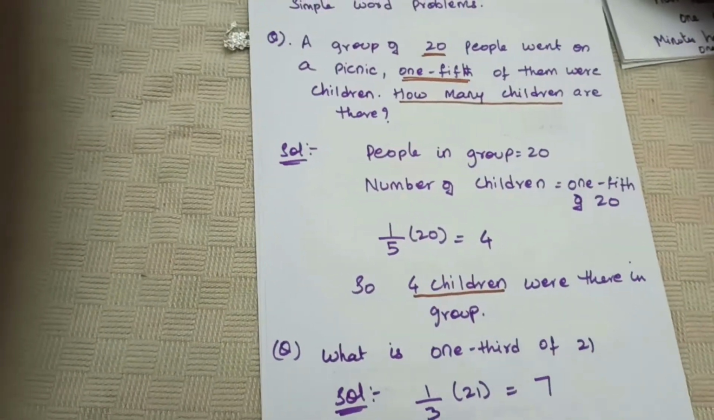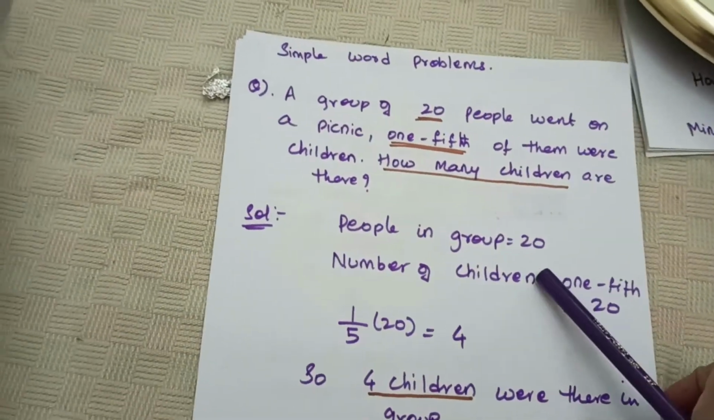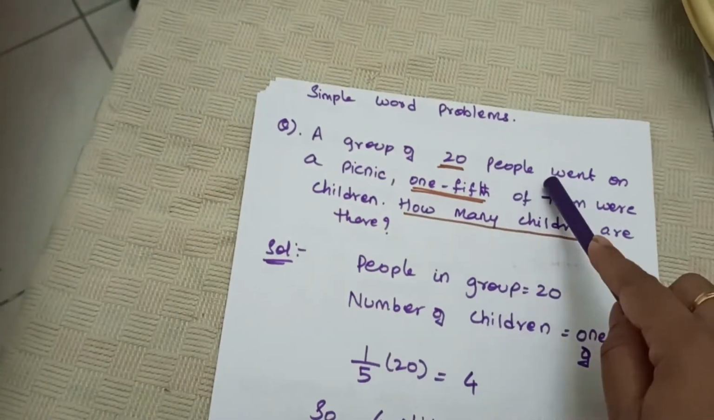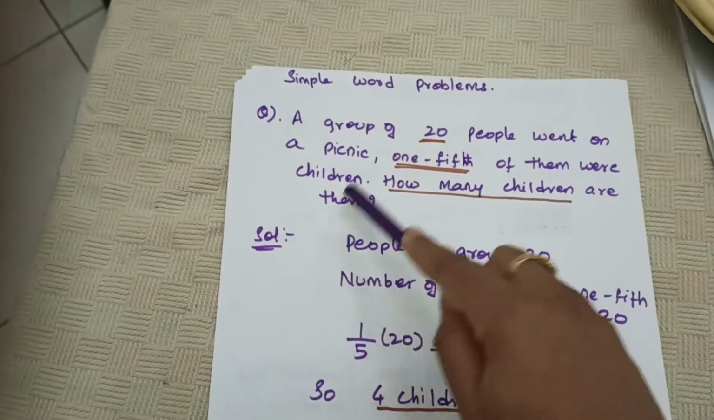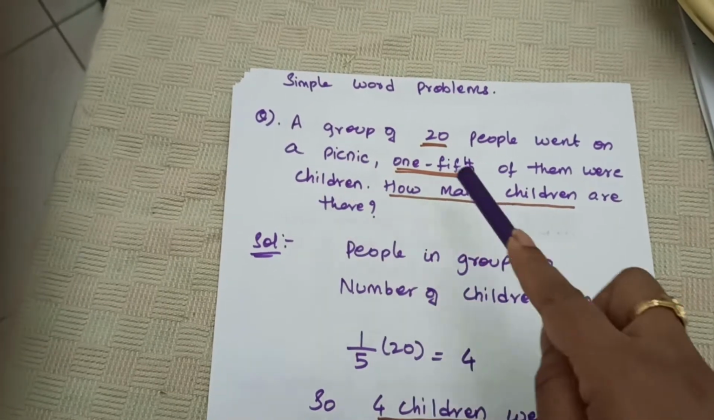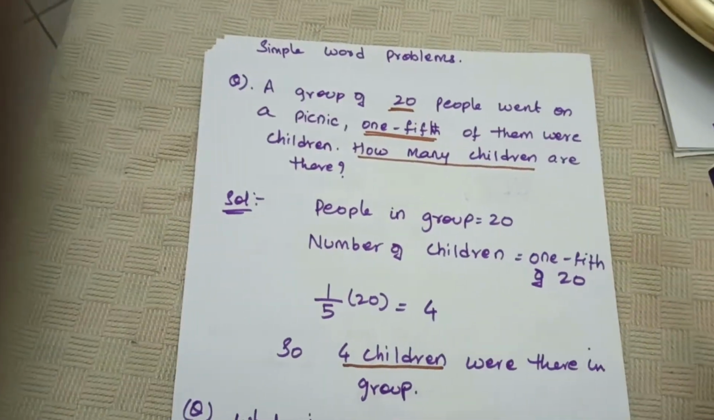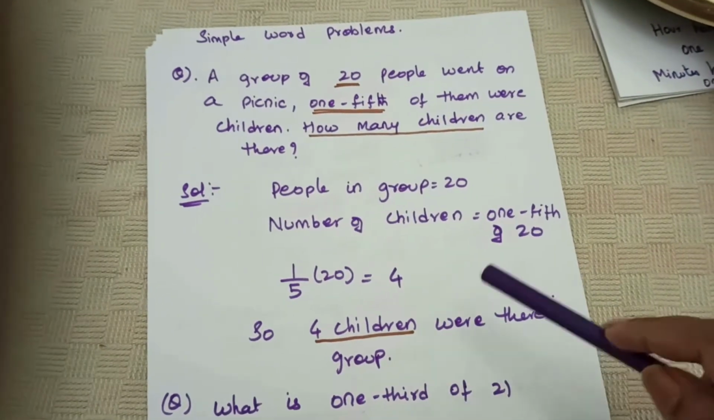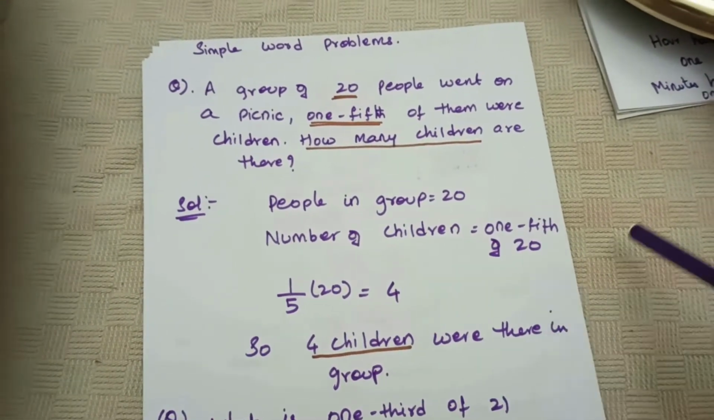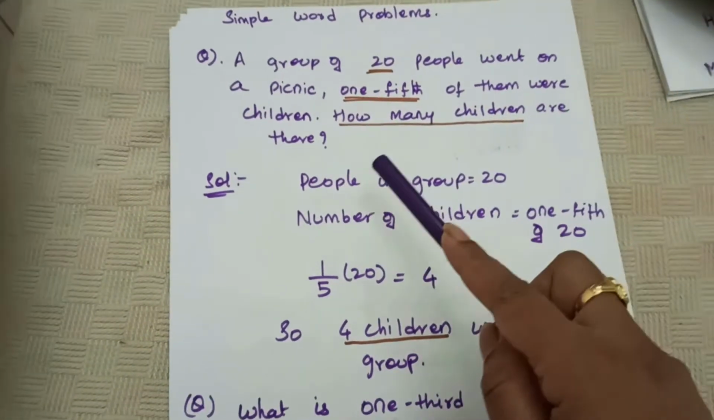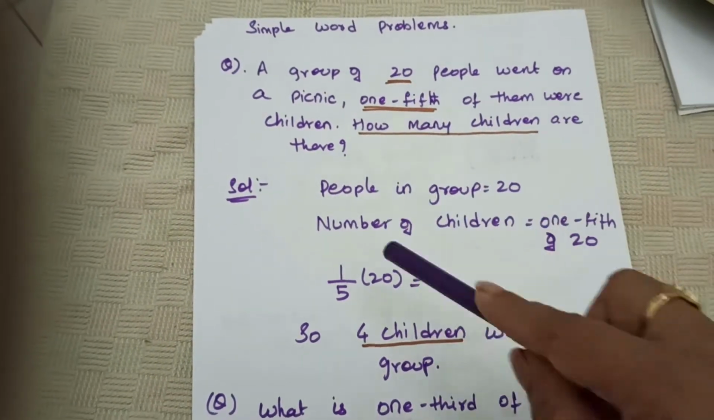Now going to some simple word problems. A group of 20 people went on a picnic. 1/5 of them were children. How many children are there? So this is a word problem. As usual, you have to write all steps to get full marks. And one more tip I can give you, while reading the word problem itself, try to underline the numbers so that you won't get confused.